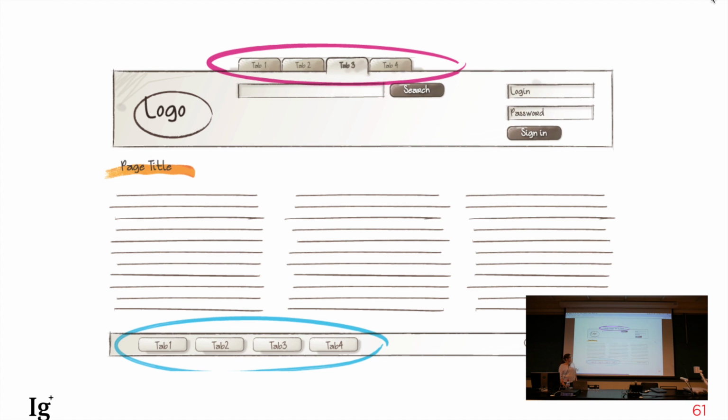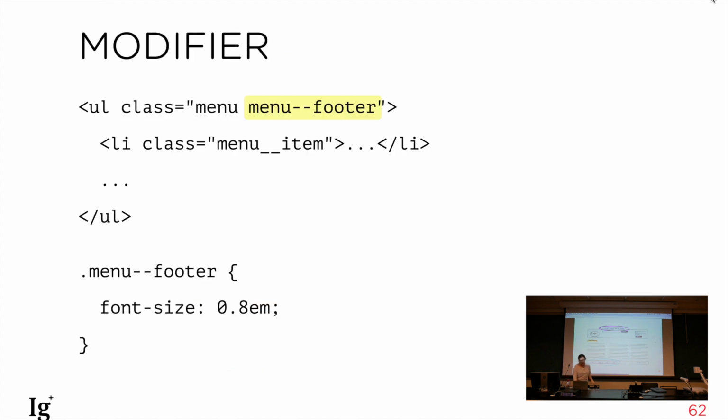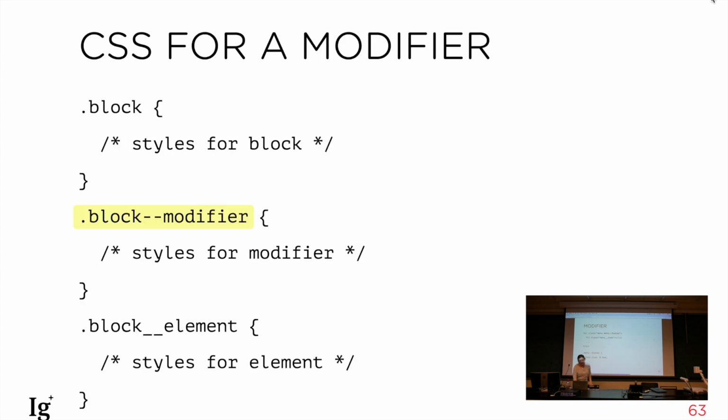For the situations when we have very similar components but a little bit different, there is the third entity which is called modifier. So modifier is something which you add to a block. So in here you can see menu block and there is some addition, menu hyphen hyphen footer, which makes the font size for such a menu a little bit smaller. It doesn't affect original menu block. It's only like overriding for the second one.